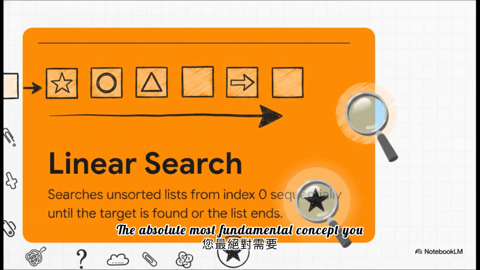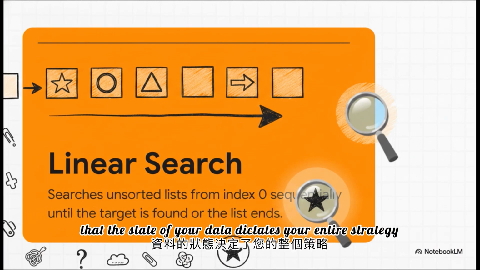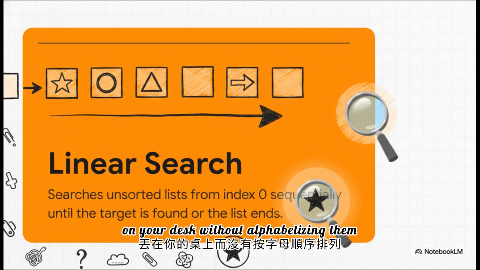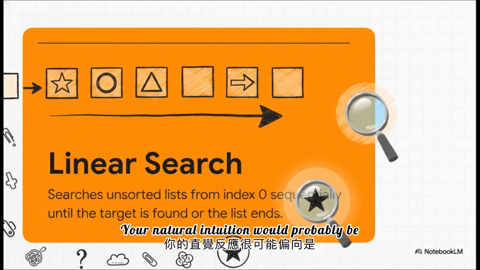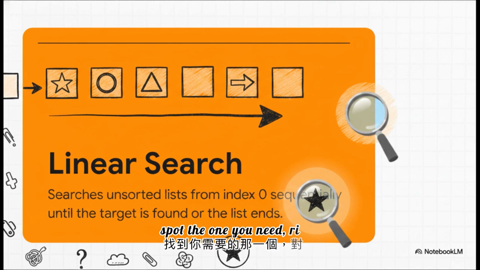The absolute most fundamental concept you need to grasp right out of the gate is that the state of your data dictates your entire strategy. Think about it. If you just dumped a bunch of paper files on your desk without alphabetizing them, how would you find a specific one? Your natural intuition would probably be to just start at the very beginning and look at each file one by one until you spot the one you need, right?